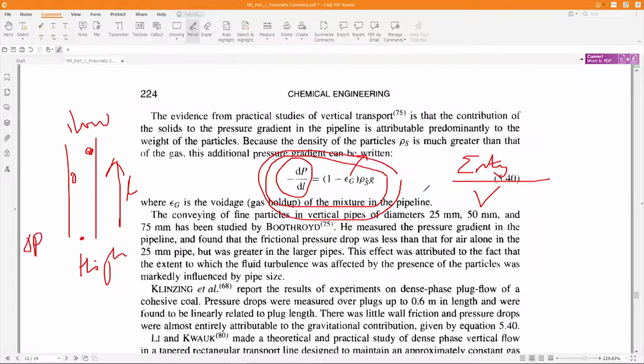Next we'll discuss hydraulic conveying. This was pneumatic conveying, meaning transport using air or another gas. In hydraulic conveying, we'll use water instead of air. Thank you.